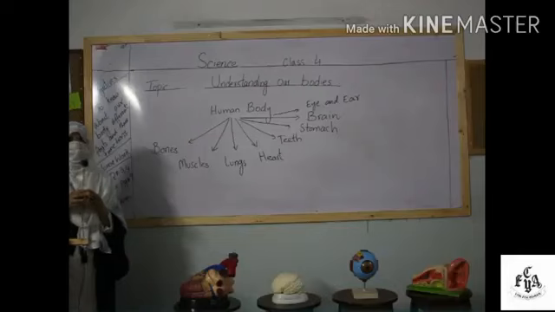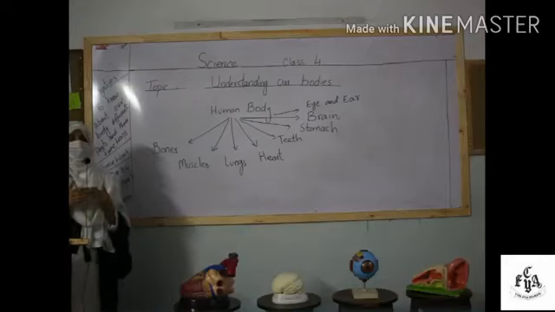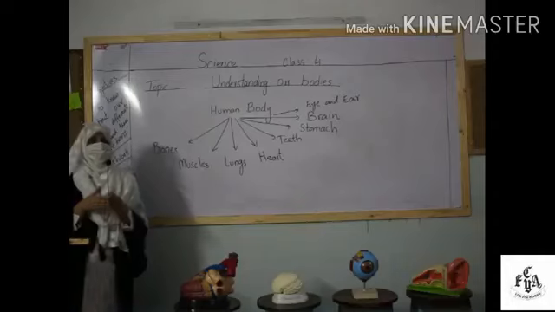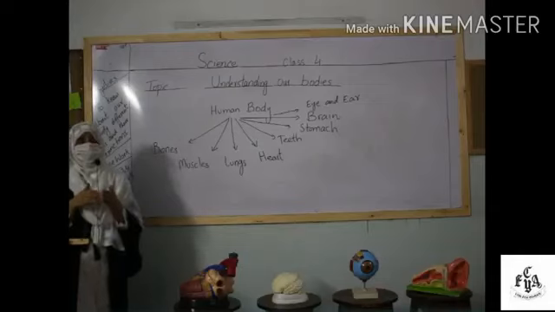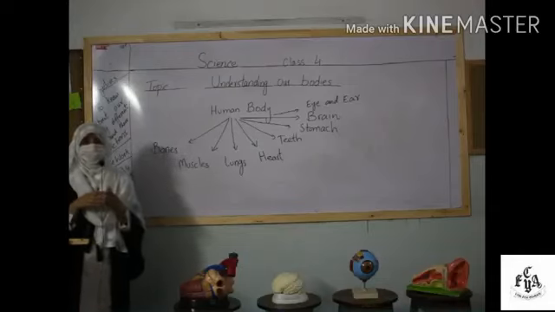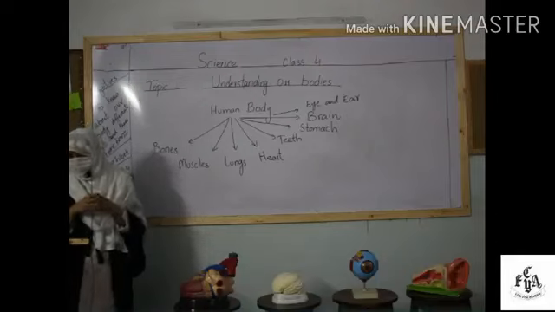Like you can take the example of the skull. The skull is protecting which inner organ? It is the brain, right? Or you can take the example of the rib cage. The rib cage is protecting which inner organs? You can take the heart, or the lungs. So these bones protect different organs as well, okay?